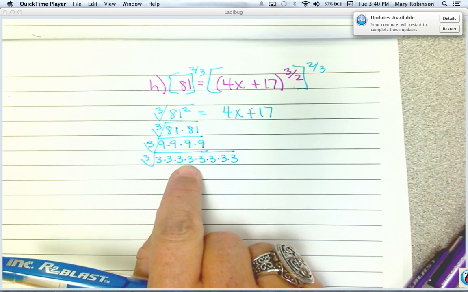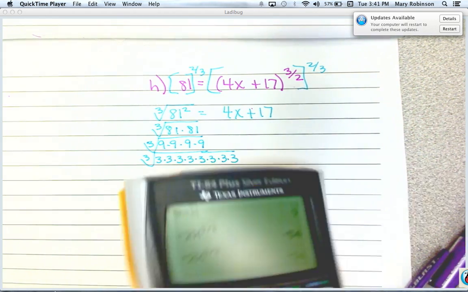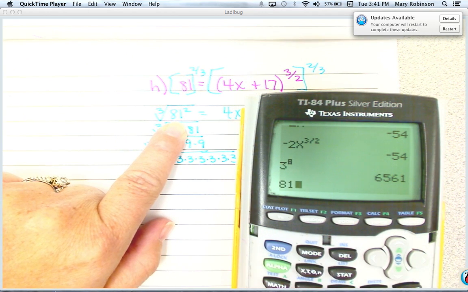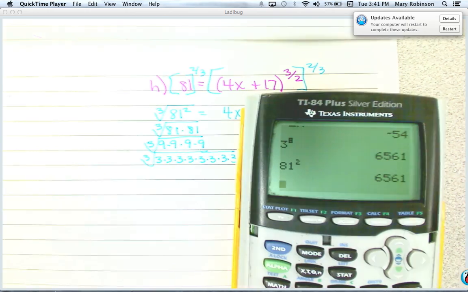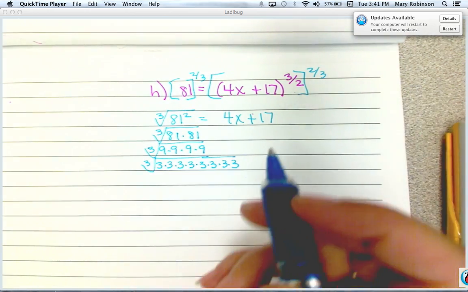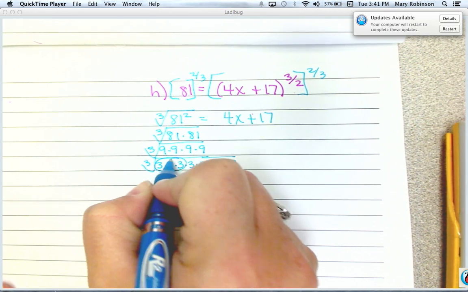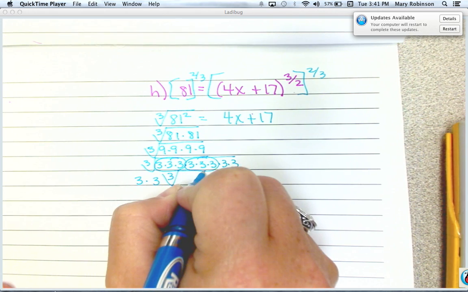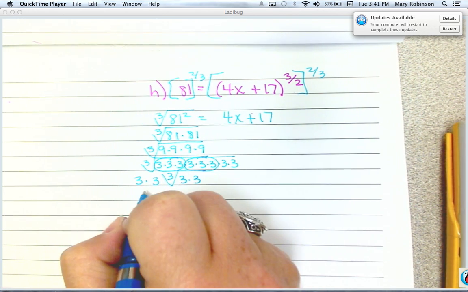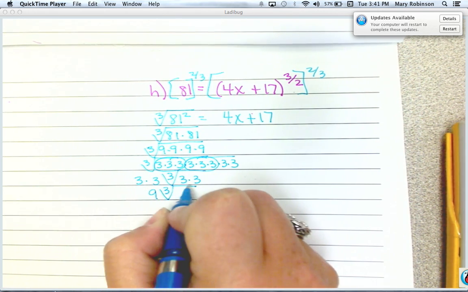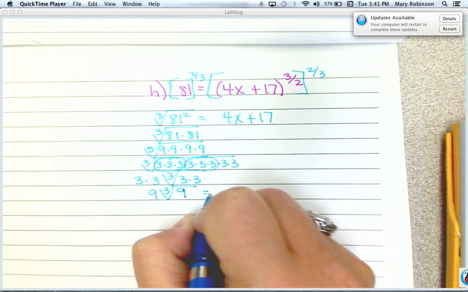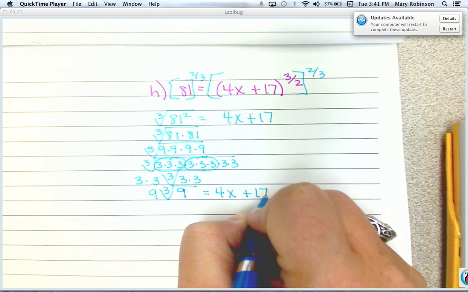So 1, 2, 3, 4, 5, 6, 7, 8. So if I have 8 3's, so 3 to the 8th power, that should be the same thing as 81 squared. And it is. Okay, so all I did was break them down into 3's. So because it's the cube root, I can pull out a 3 and a 3, and I'm left with a 3 and a 3. So this is 9 cube roots of 9 equals 4x plus 17.